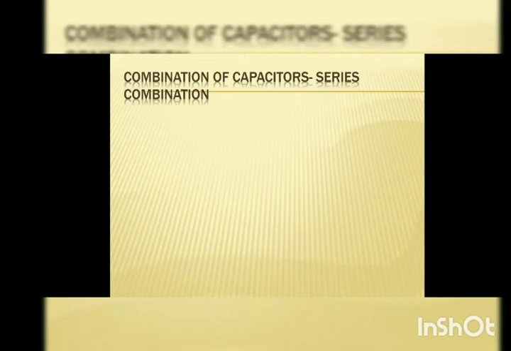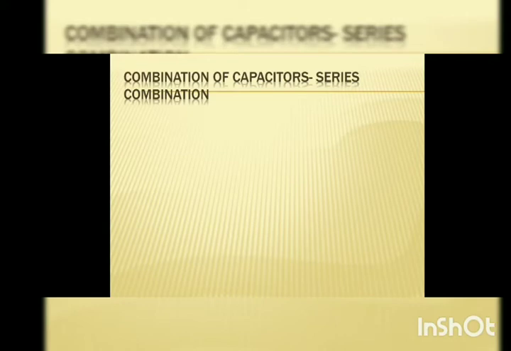Next, let's discuss combination of capacitors. Do you remember the combination of resistors? We could connect resistors in two ways: one is series and another is parallel. Similarly, we could combine capacitors in series and parallel. So capacitors can be connected in two ways, series and parallel.